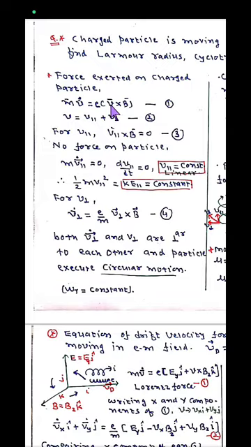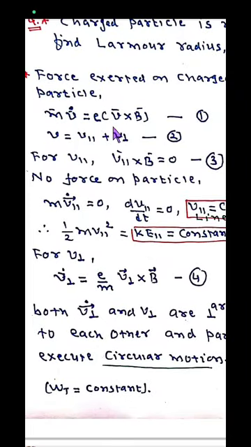V is the velocity of the charged particle, e is the charge of the particle, and B is the applied magnetic field. Now what will happen? Whenever a charged particle enters this type of magnetic field B, force will be exerted on the particle. What is the value of force? The force means m into a, where v dot means m dv by dt. So m dv by dt equals e v cross B. This type of force will be exerted on the charged particle.